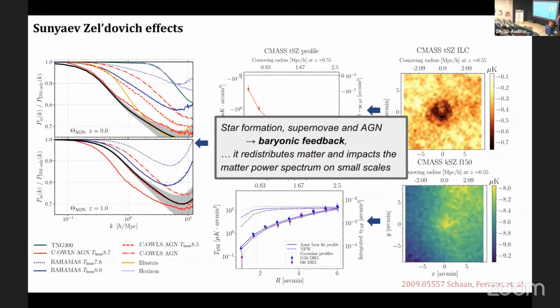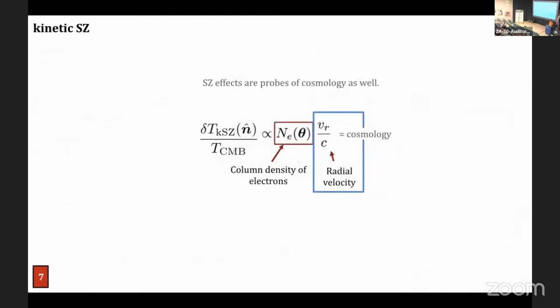But also in the near future, these SZ effects, in particular the kinetic Sunyaev-Zel'dovich effect, will prove to be a very, very strong probe of cosmology as well. And that's because the kinetic Sunyaev-Zel'dovich effect depends on these radial peculiar velocities that the electrons see in the rest frame, which is really a cosmological mode. It's a cosmological fluctuation. It's coherent up to 50 megaparsec scales.